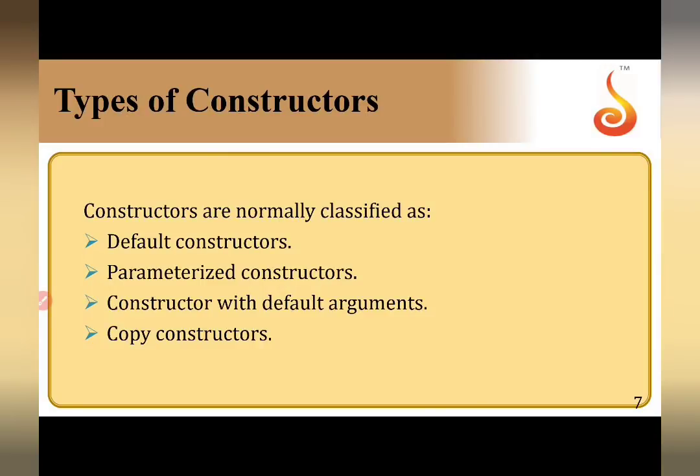Now we'll start with types of constructors. What are the different types of constructors available? The first one is the default constructor. Second is the parameterized constructor, then constructor with default arguments, and copy constructors. So we will do each type of constructor in detail with one example program. So please make a note of this.